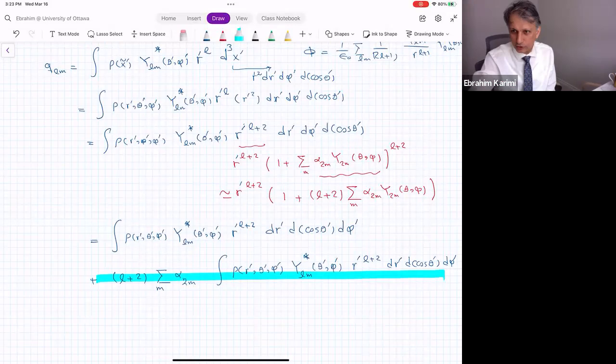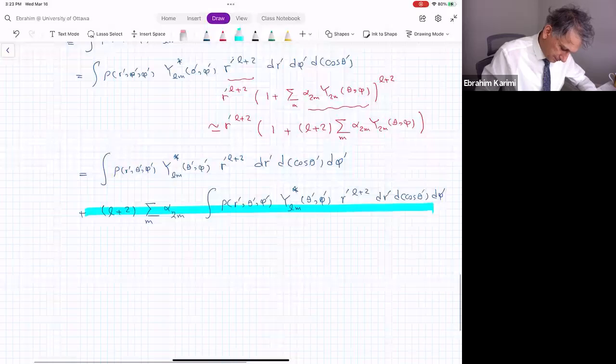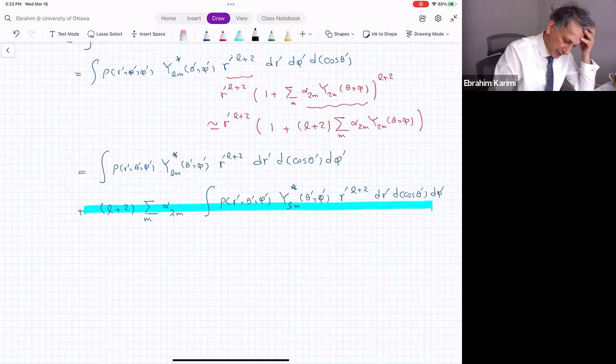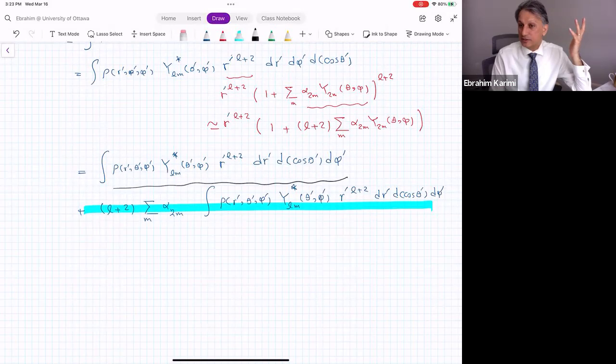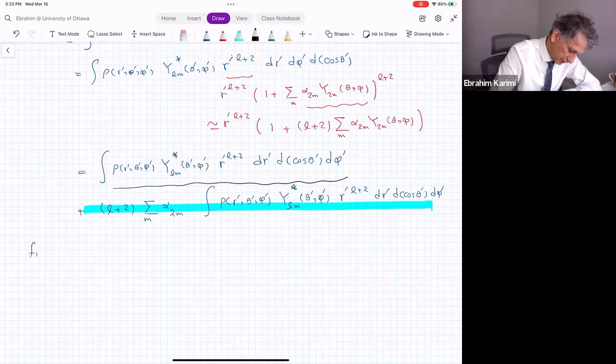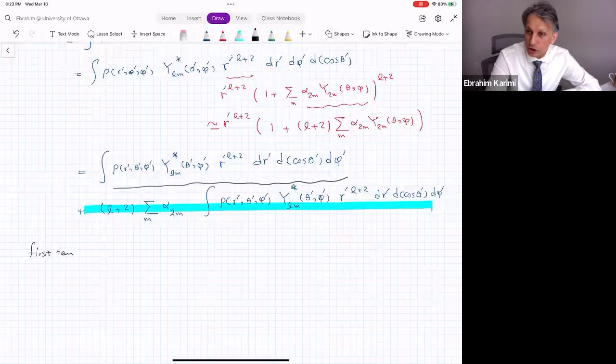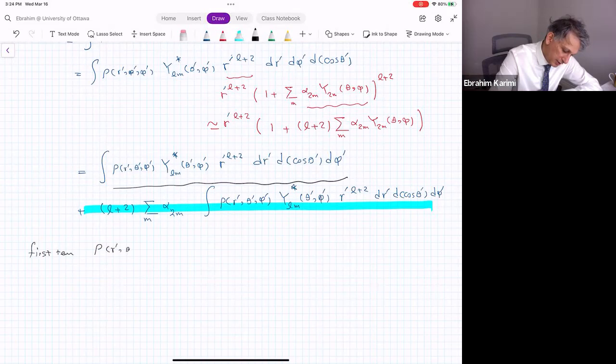Okay, so then we do have two terms. One is what we were expecting from this spherical symmetry. If you do the integration of the first term, let's look at the first term. We assume that the charge distribution is uniform. This is something that people usually consider in high energy physics. So rho of r prime, theta prime and phi prime is a constant, a uniform sphere.